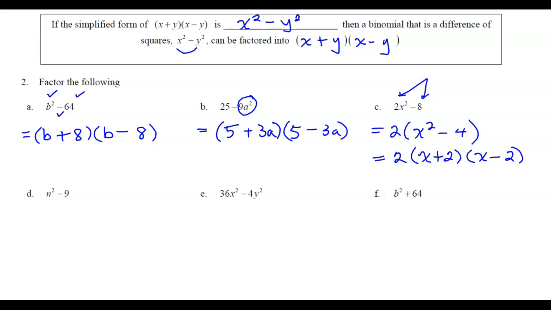Next one, 2 terms, n squared and 9, so that's the difference of squares. Root of n squared is n. Root of 9 is 3. 1 is a plus, 1 is a minus. Doesn't matter, you can put the minus in the first one or the second one, but just one of each.